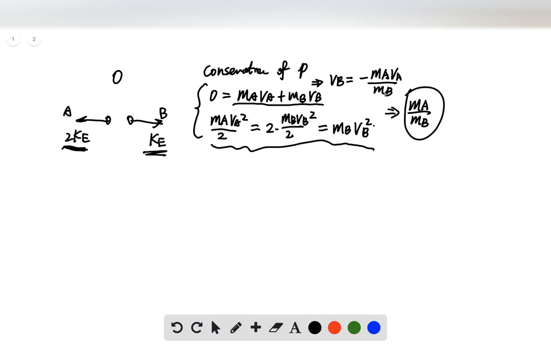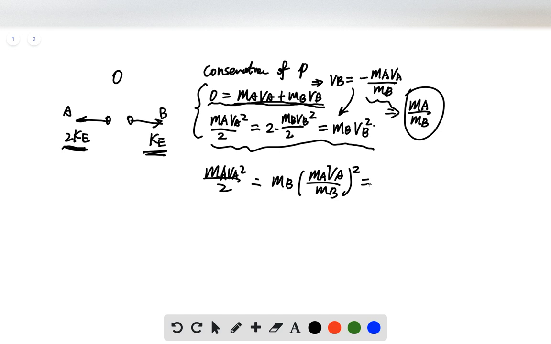If I rearrange the first equation, I get an expression for VB. Then if I plug that into the second equation, we have MAVA squared over 2 equals MBVB squared, where VB is this number. I ignore the negative sign because the square will change negative into positive. And if I simplify this a little bit, I get MA squared VA squared over MB.